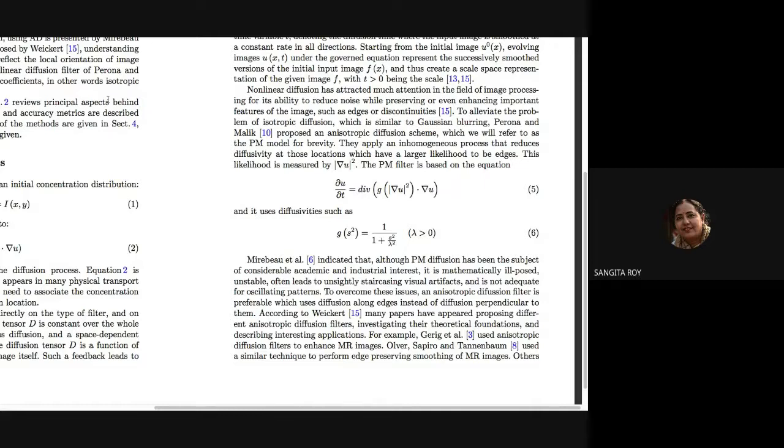interesting applications. For example, Gerig et al. used anisotropic diffusion filters to enhance MR images. Olver, Sapiro, and Tannenbaum used a similar technique to perform edge-preserving smoothing of MR images.